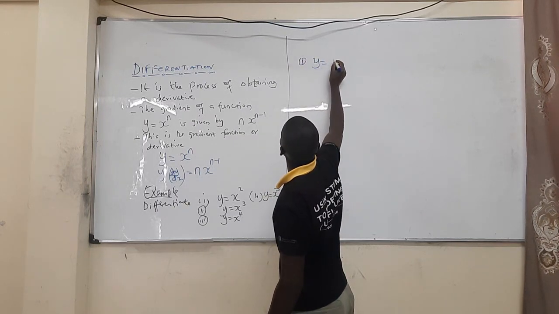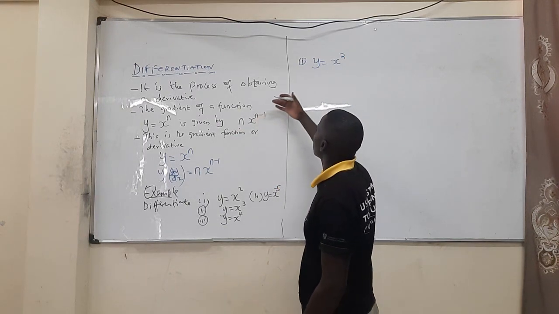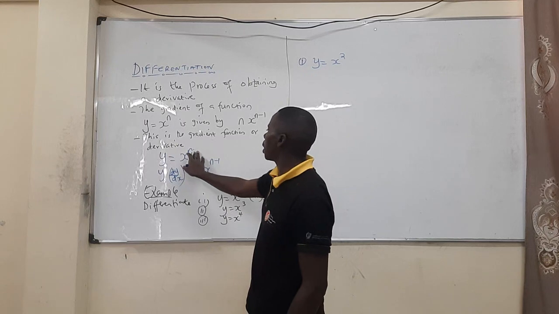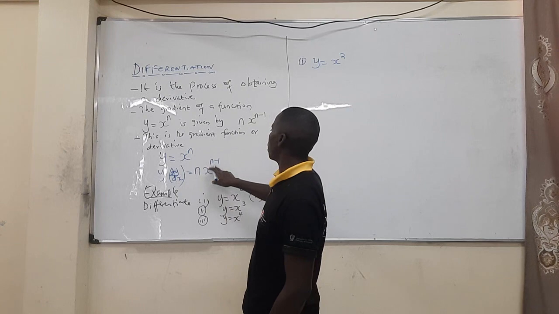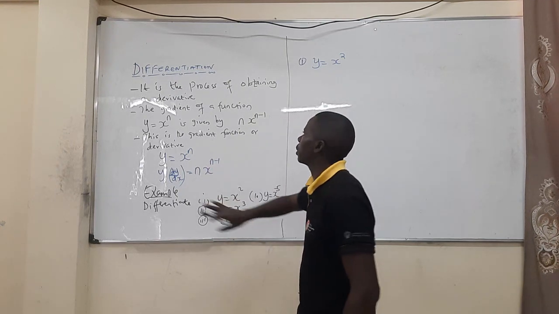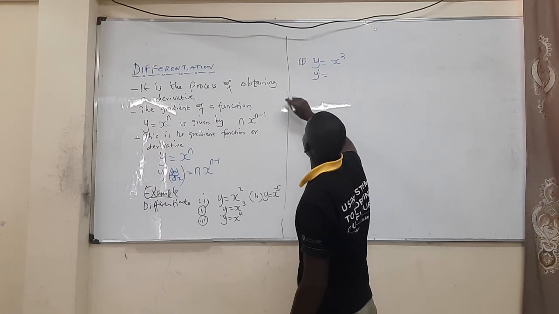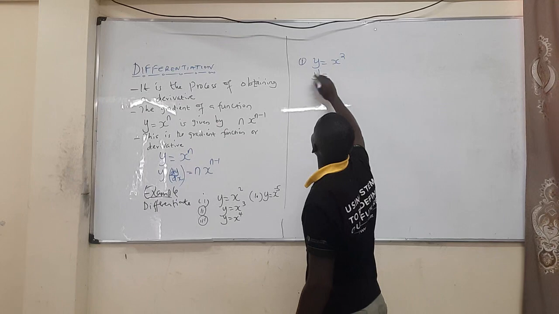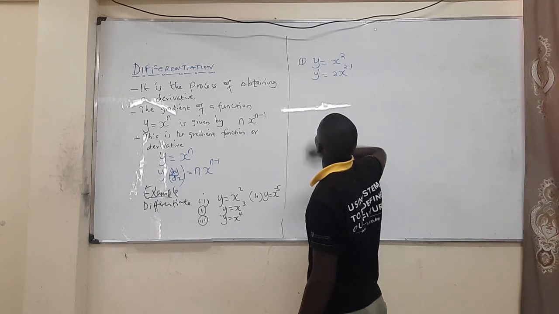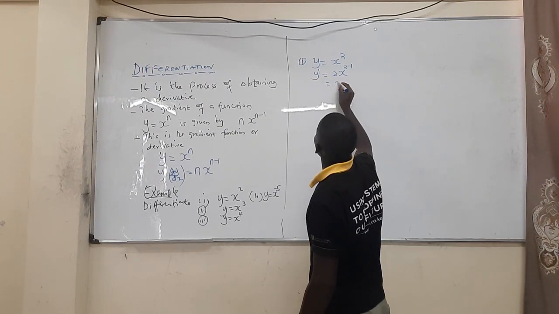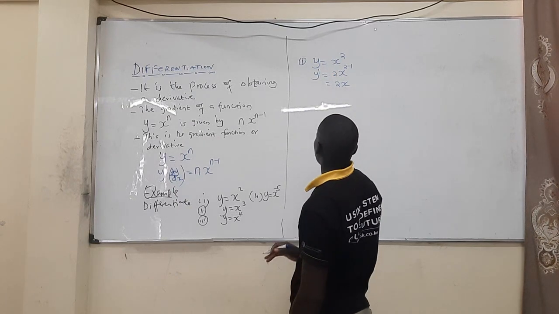y equals x power 2. For us to differentiate, we have said that you drop that power, and then the remaining power, you subtract 1. So that is our derivative. In this case, the y prime, or the derivative, we drop the 2, we get 2x, then the 2 subtract 1, so you're going to have 2x. That's the derivative of the function y equals x squared.